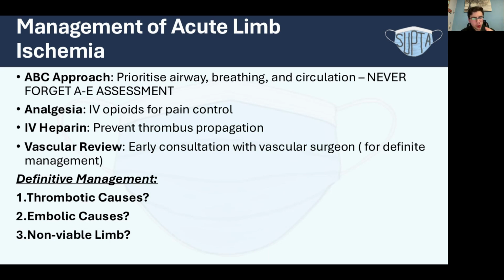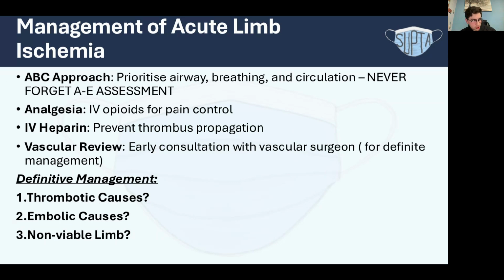Just so you know, we're talking about the acute management of acute limb ischemia. This is what you do straight away once you recognize acute limb ischemia. I'm going to give some opioids for the pain. I'm going to give some IV heparin, which has a fast onset, to prevent thrombus propagation. Then I'm going to straight away refer to the vascular consultant, the surgeons, to give their own opinion, because they're the ones who give the definitive management.